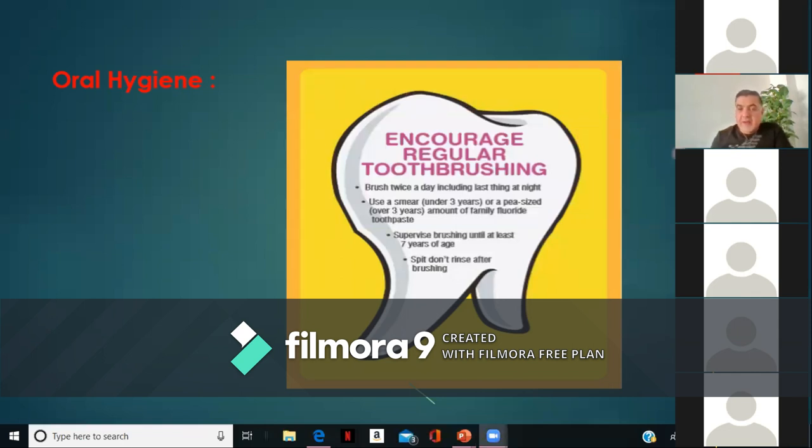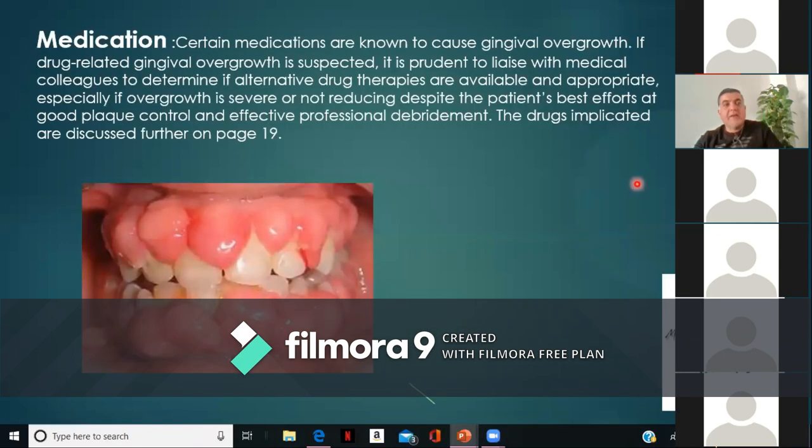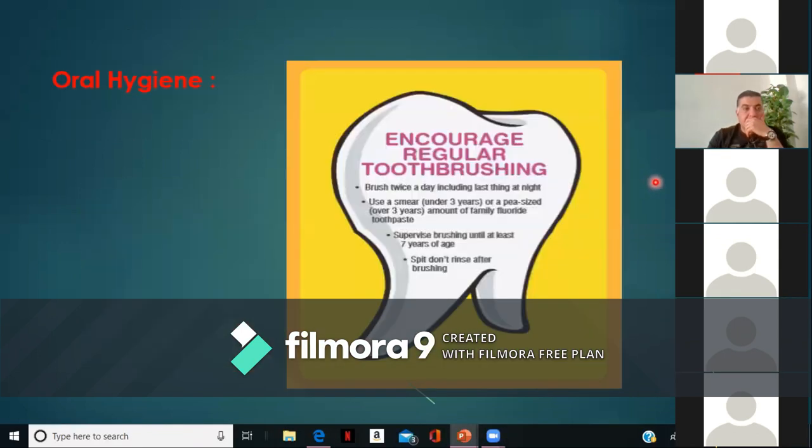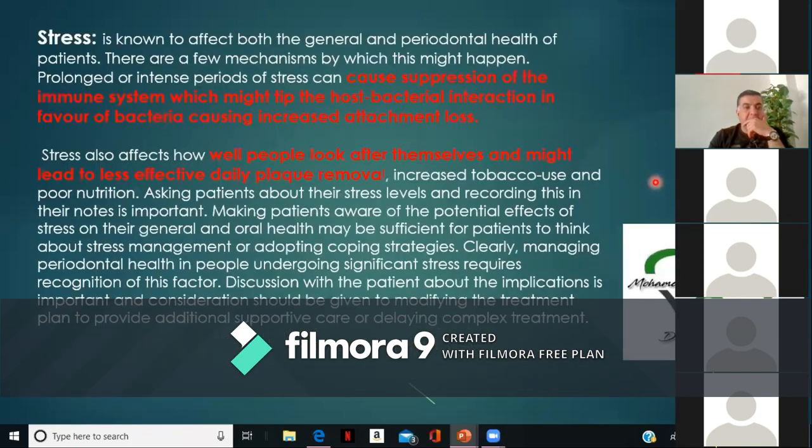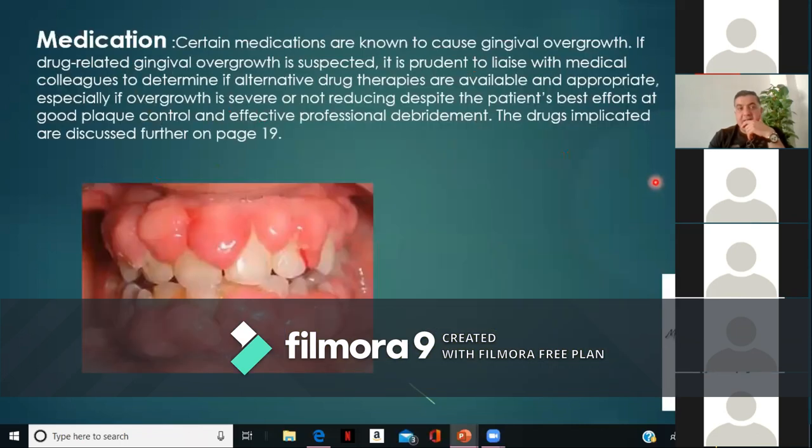So definitely you know that oral hygiene is a contributing factor. Okay, I missed a slide here, I forgot to put it, but for me it is number five, don't forget it. So I did four, so there is something missing: genetics.